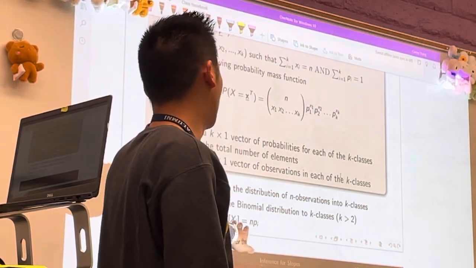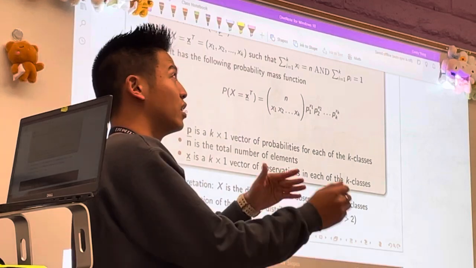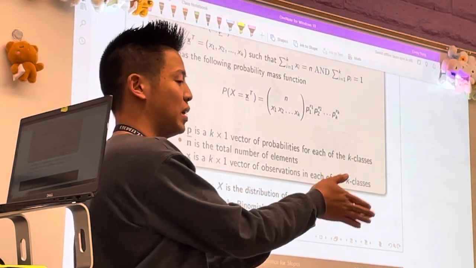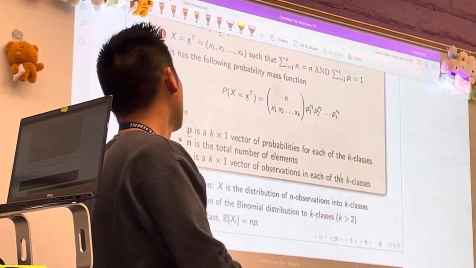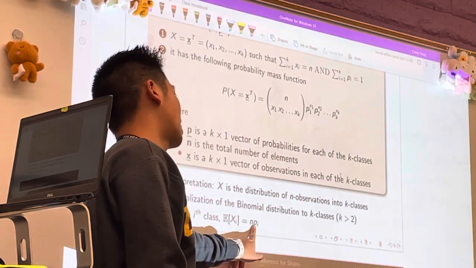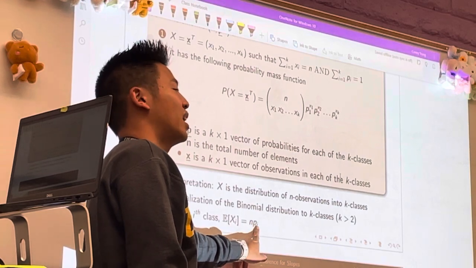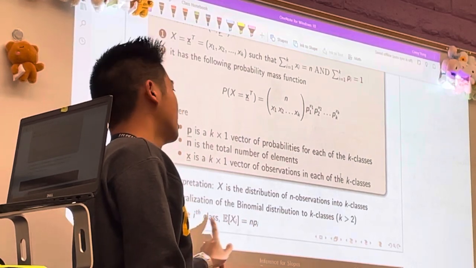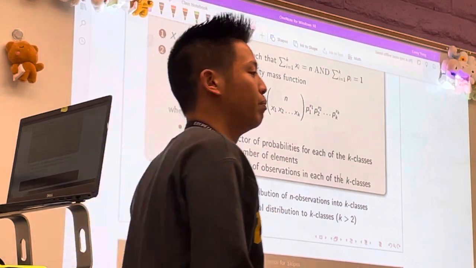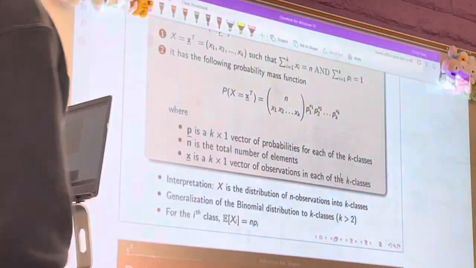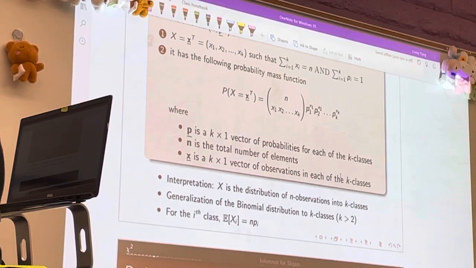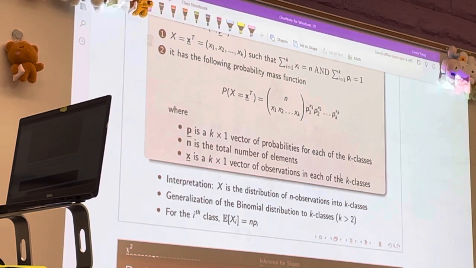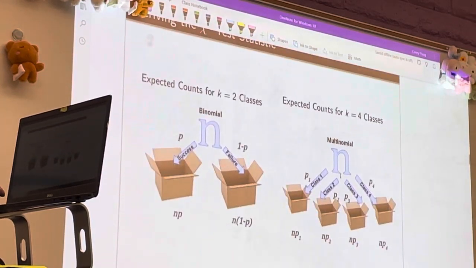And then for each of those classes, because I have not just success and failures, n times p, n times 1 minus p, now I might have 5 classes, and the expected value of each of those classes is just n times pi. However many classes I have, each class will have its own probability tied with it. All right, so that is something that is going to pop up today. So I'll show you what I mean by this expectation business right now.